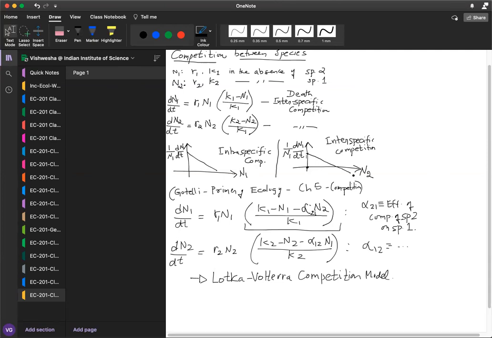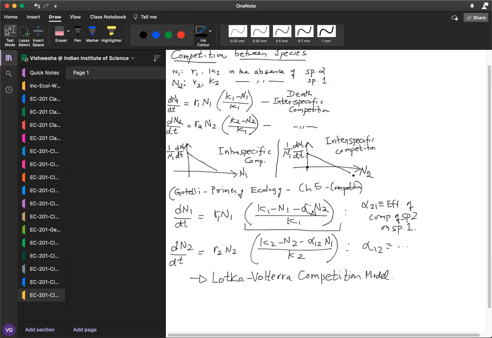Very important. So the slope of the line on the second part on the right side will be alpha 2 1 by K1. I mean, there's also an R1 there. So it will be R1 alpha 2 1 by K1. Negative slope: minus R1 alpha 2 1 by K1.